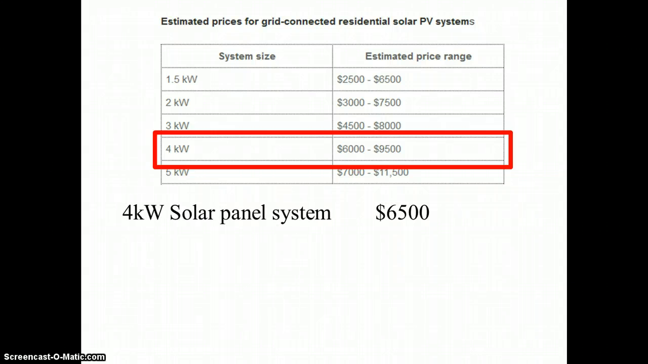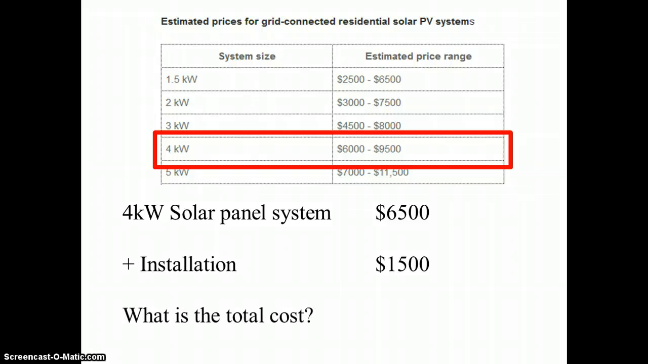So we're going to say for this exercise, we're going to average it out and do a 4 kilowatt panel system for $6,500. If the installation costs $1,500, we want to add these two together to get the total cost of what the system would be. So this can be worked out by writing it down using your pen and paper. So the total cost would be $8,000.